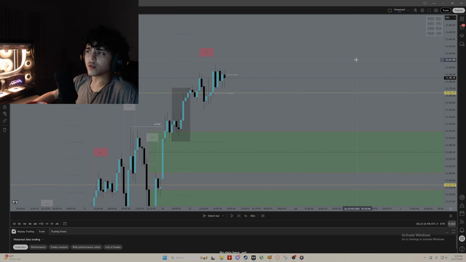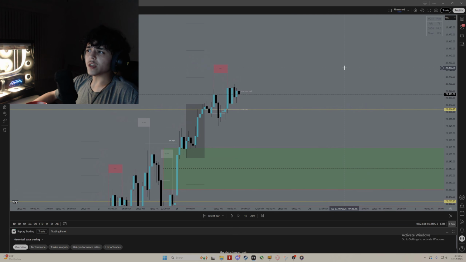Now, why is that important to note is because usually market moves in 3 main phases. This is referring to the power of 3.